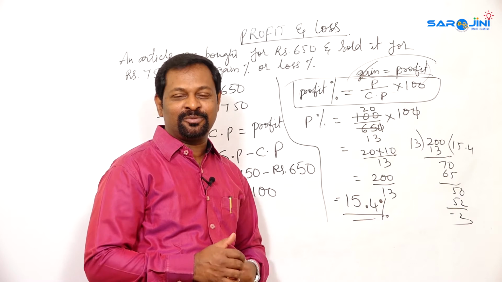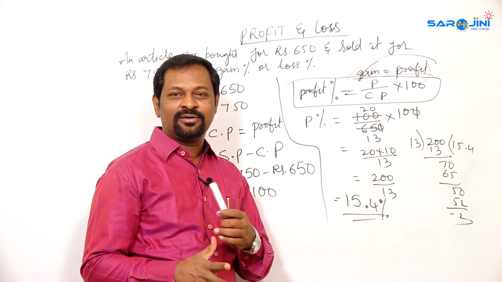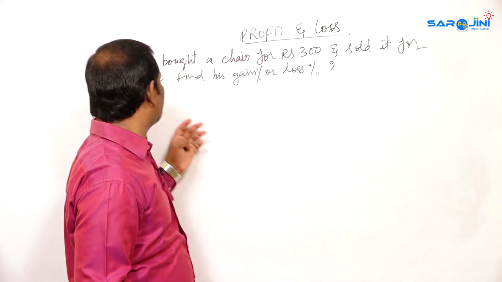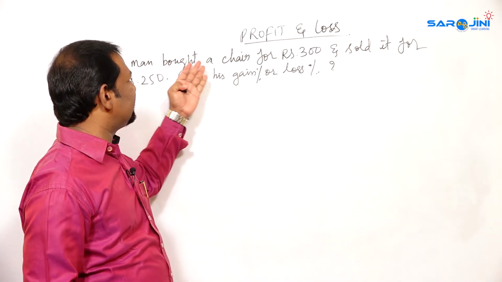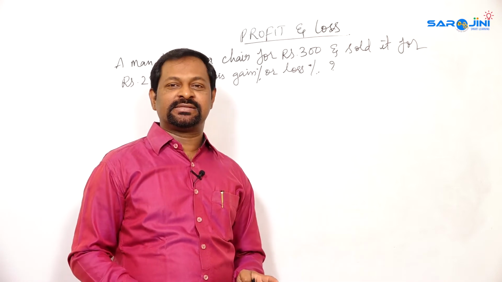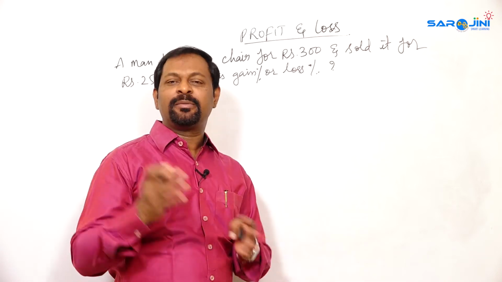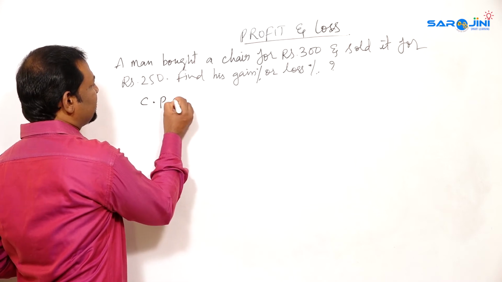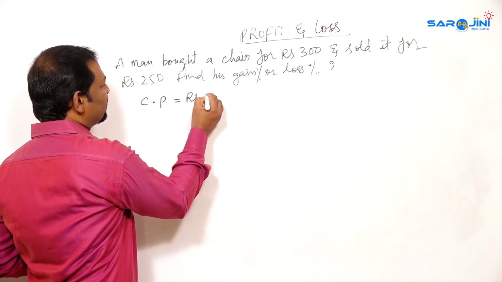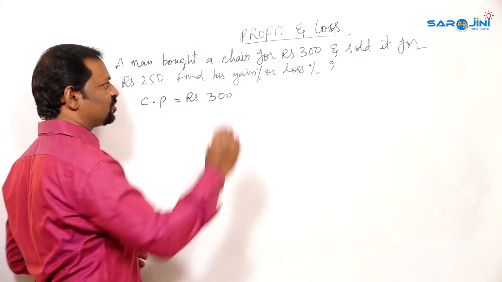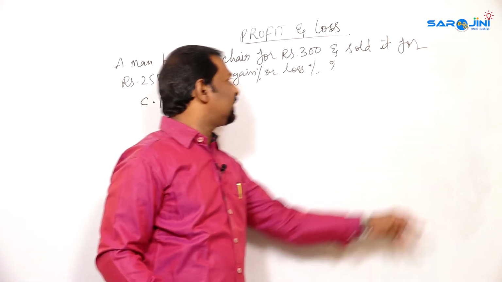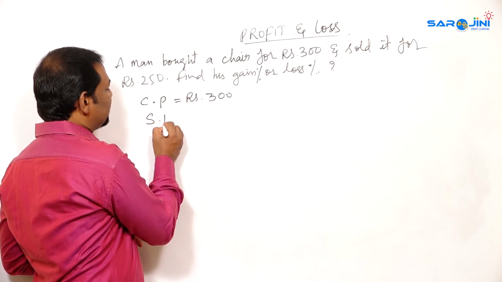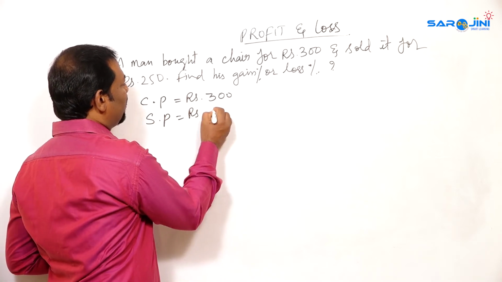Okay, so we'll take one more example and we'll find out in a different mode. Yeah, we'll take one more question. As I told, a man bought a chair for 300 rupees. A man bought a chair from outside, that means he has purchased, that is, the cost price of the chair is equal to rupees 300. This is the first step. And sold it for 250. That means selling price is equal to 250.